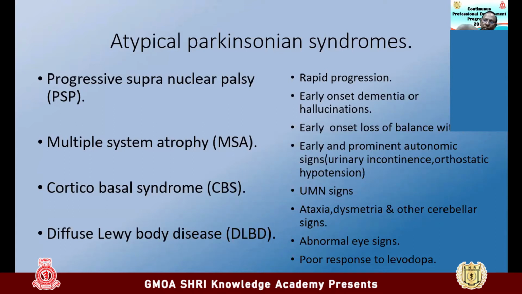Mind you, the idiopathic Parkinson's patient can also have these features, but the important thing is these features don't appear in the early stage, they come at the later stage. In the atypical Parkinsonian syndromes, the progression is rapid, with recurrent falls, and cerebellar and autonomic symptoms appear at a very early stage of the disease.